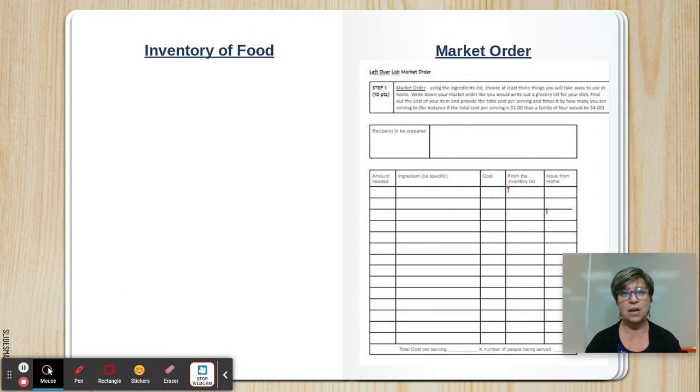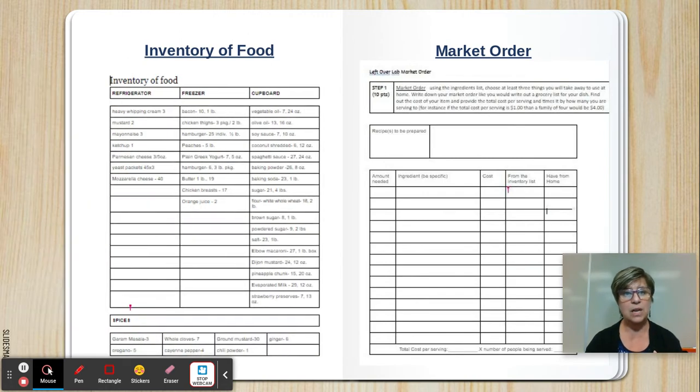Here's the market order, and here's the inventory of food. So this is what we have in the refrigerator. This is what we have in the freezer. This is what we have in the cupboard, and these are the spices we have down below. You're going to be filling out the market order of all of your ingredients that you'll need, okay, of all of it, not just the 2 or 3 things from the inventory of food. So the amount needed and the ingredients, be specific, for the recipe that you're going to be doing.